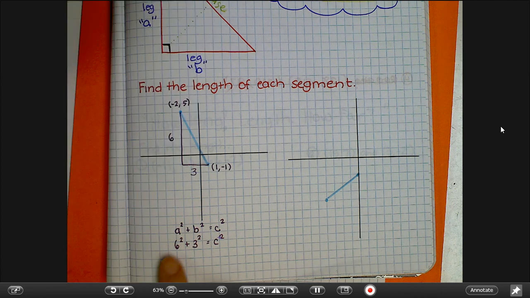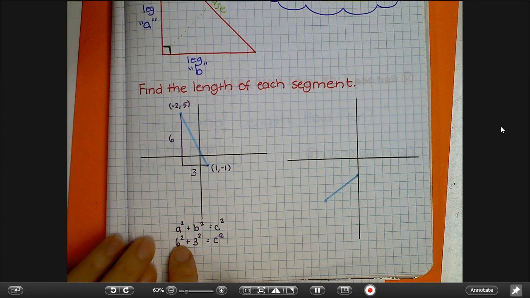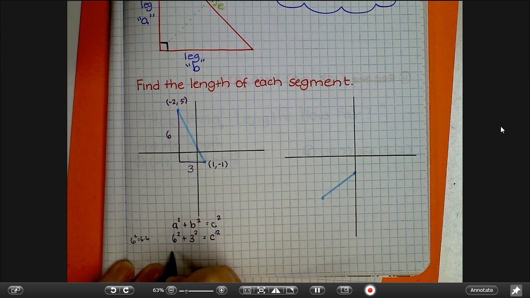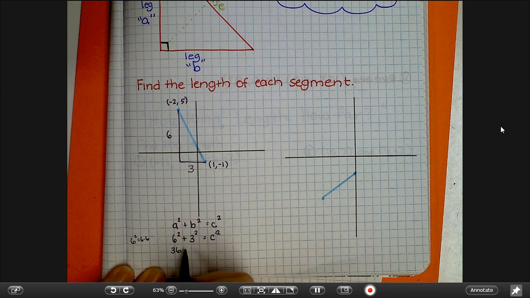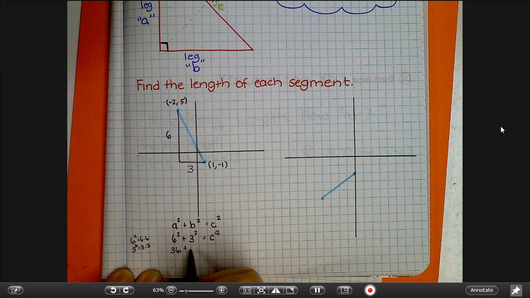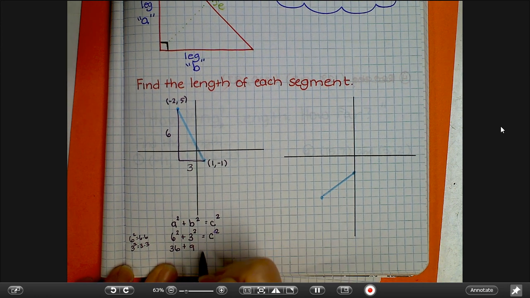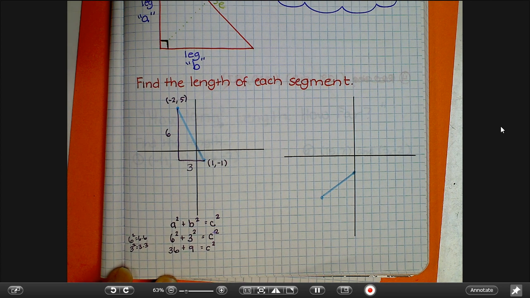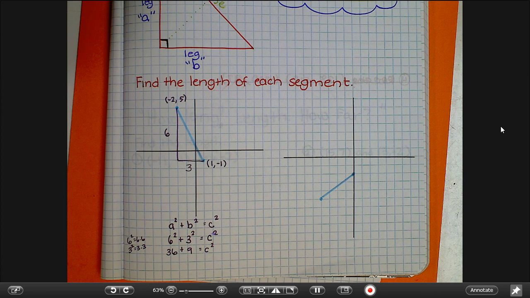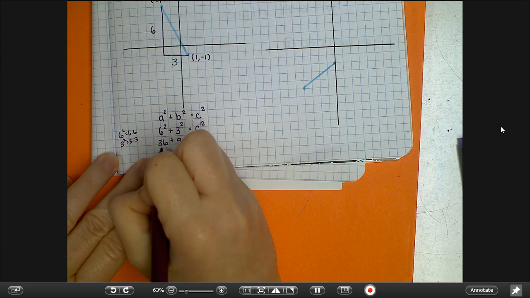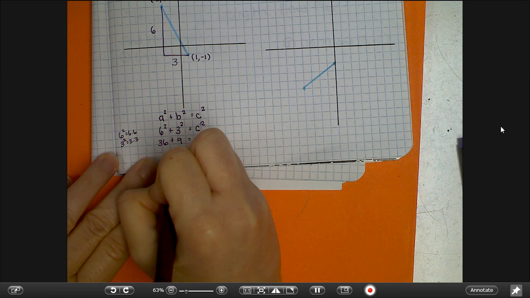Remember, squared means something times itself. So 6 squared means 6 times 6, which is 36. 3 squared means 3 times 3, which is 9. And that equals c squared. So you can see we're just using the order of operations to simplify this expression. We're going to add these together now.